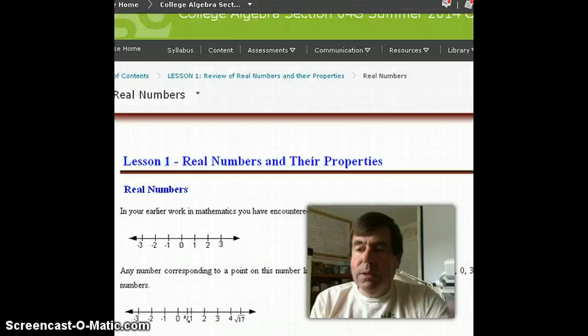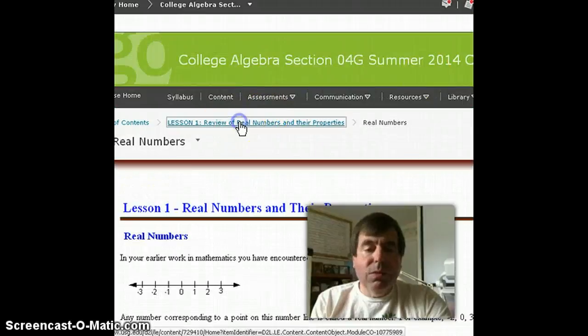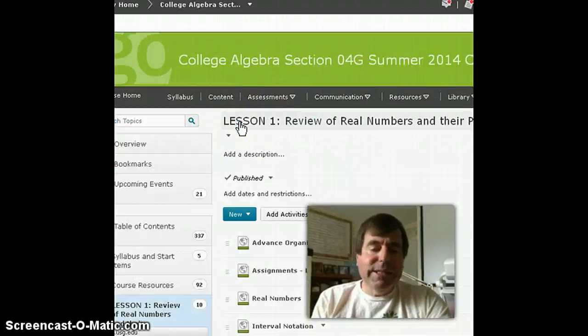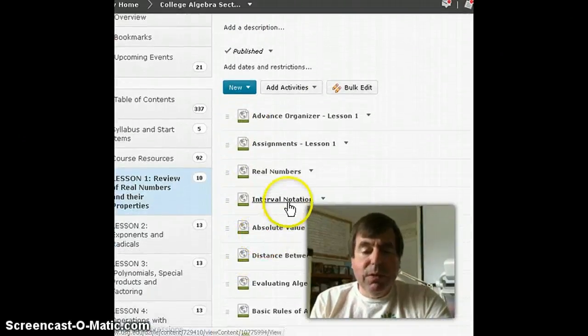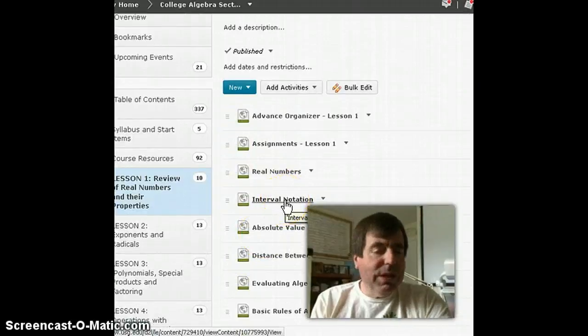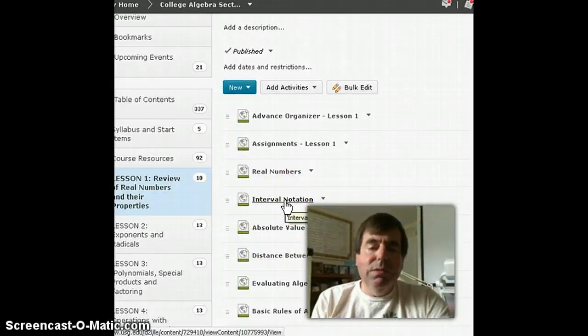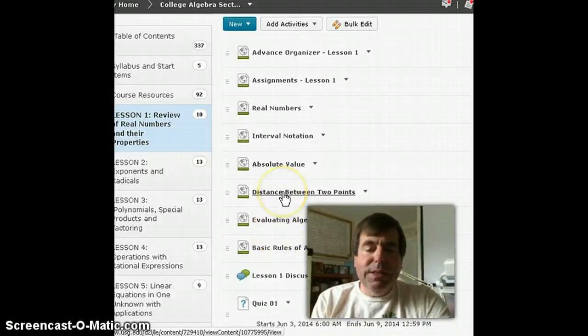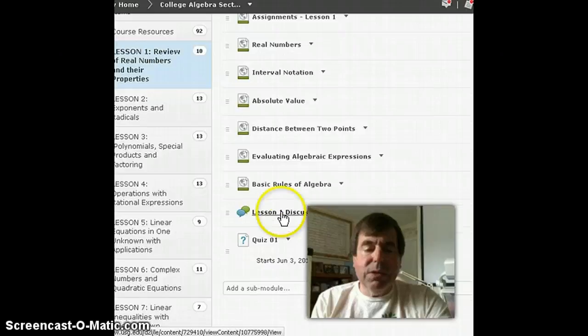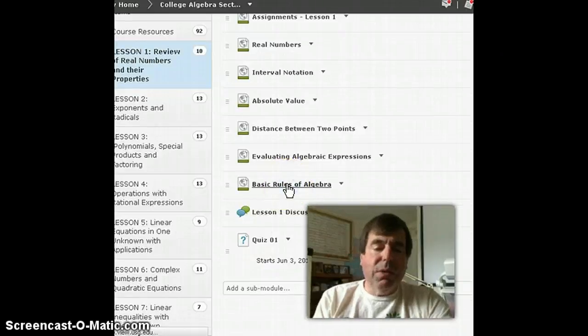So back up here, we'll go back to lesson 1. Tasks. There we go. Interval notation. You do need to understand interval notation, and that may be new to some of you, so please do that. Absolute value. Distance between 2 points. Evaluating algebraic expressions. The rules of algebra. Let me click on that.